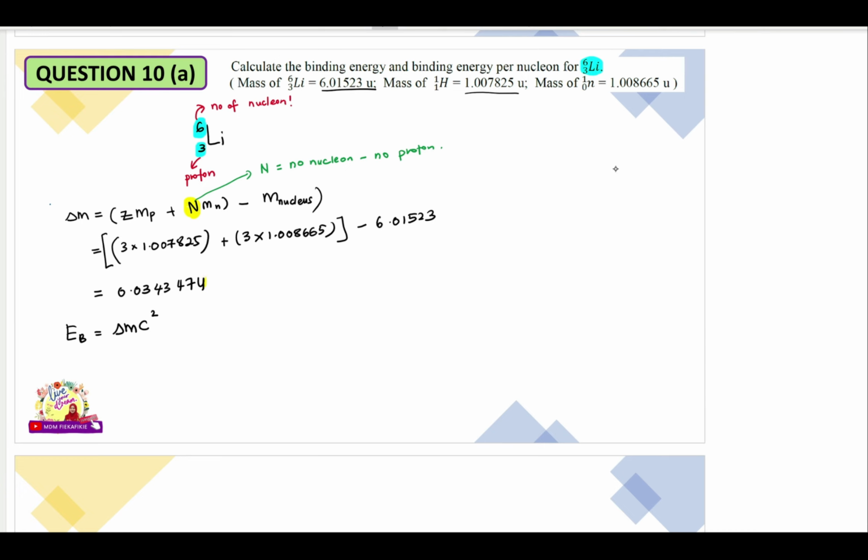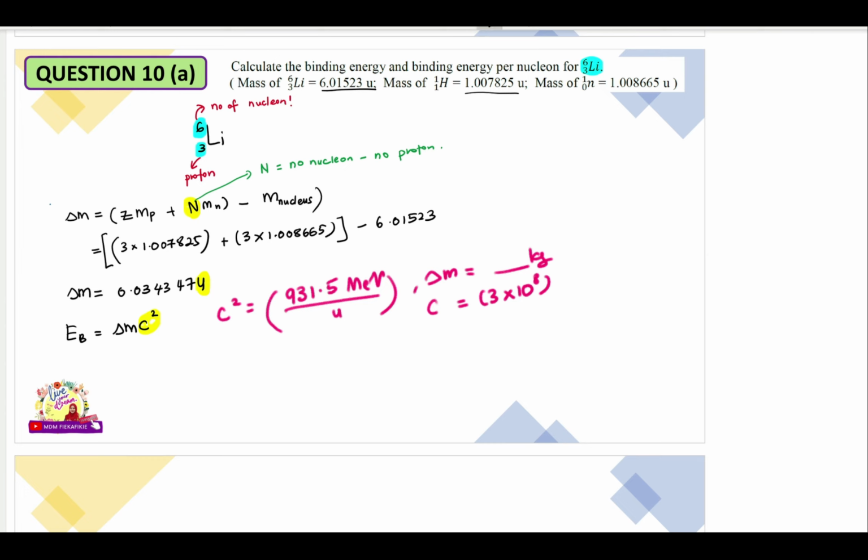Alright, so this time tengok betul-betul. Ini adalah U kan. So bila delta M awak dalam unit U, recall balik, C squared ini kita mesti guna C squared equal to 931.5 mega electron volt over U. Kalau delta M awak dalam unit kg, jadi C awak mesti guna 3 times 10 power of 8. Kalau C squared kena kuasakan lah, kuasa 2.